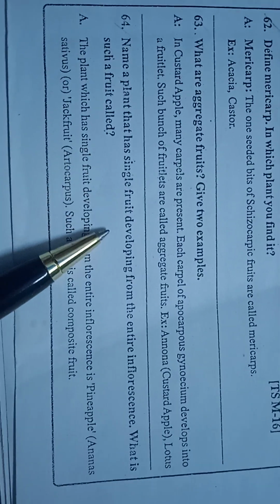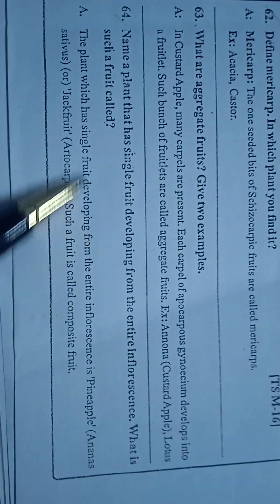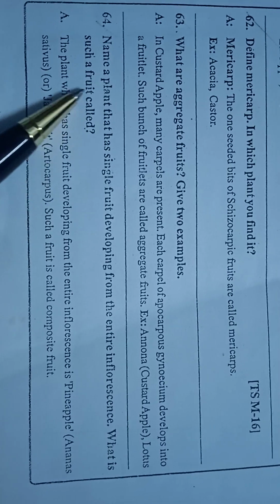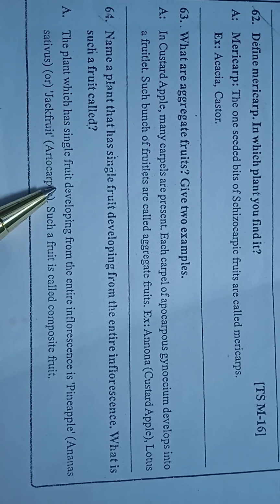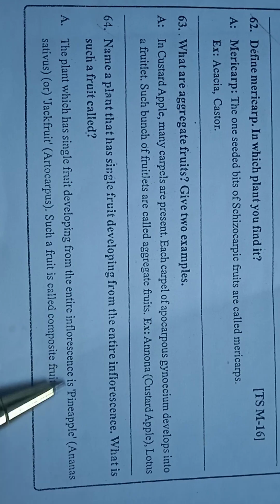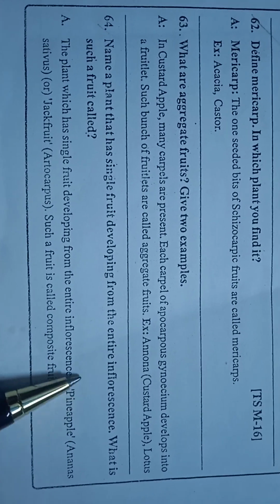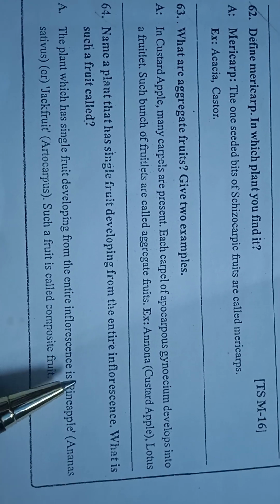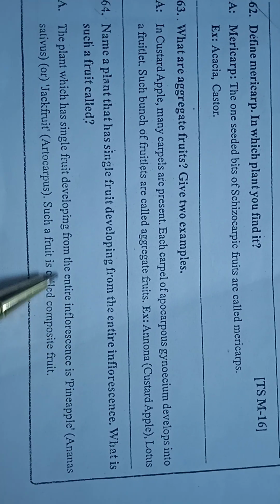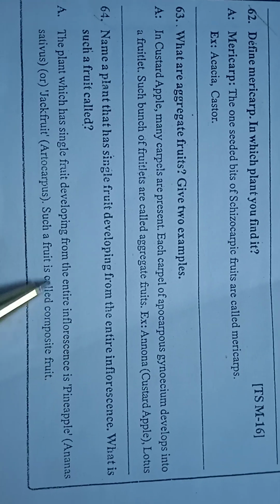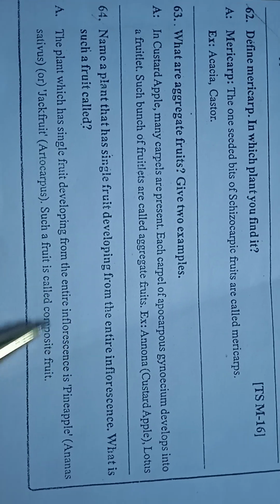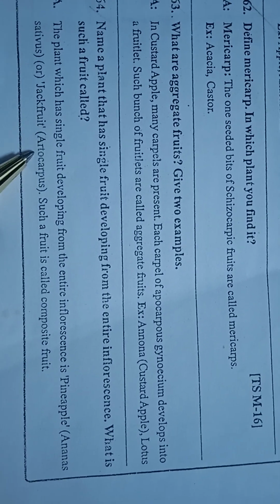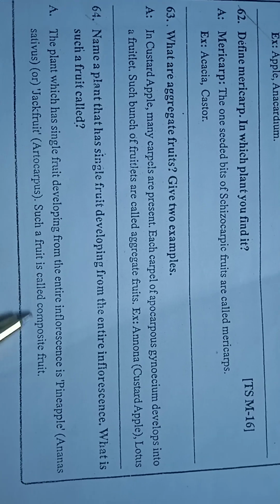Name a plant that has a single fruit developing from the entire inflorescence. What is such a fruit called? The plant which has a single fruit developing from the entire inflorescence is pineapple. Pineapple is a single fruit developing from the entire inflorescence. It is Ananas sativus, or jackfruit. Jackfruit is also known as Artocarpus. Such a fruit is called a composite fruit.